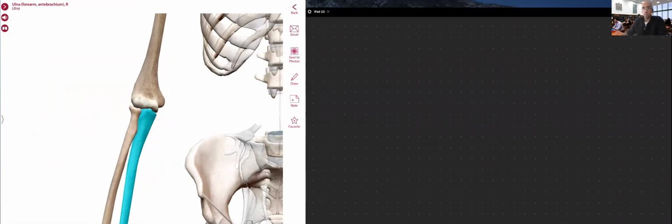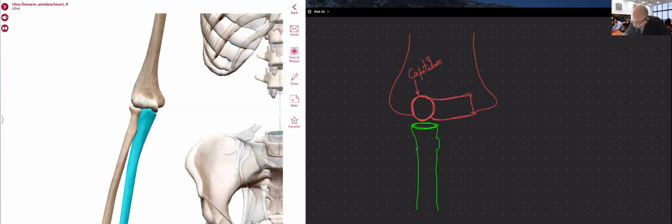So again, how the lower end of the humerus looks. It has two articular surfaces. One is a sphere that looks like a head, and one is a cylindrical shaped articular surface, like this. The capitulum articulates with what again? It articulates with the head of the radius. And the trochlea is going to be articulating with the trochlear notch.